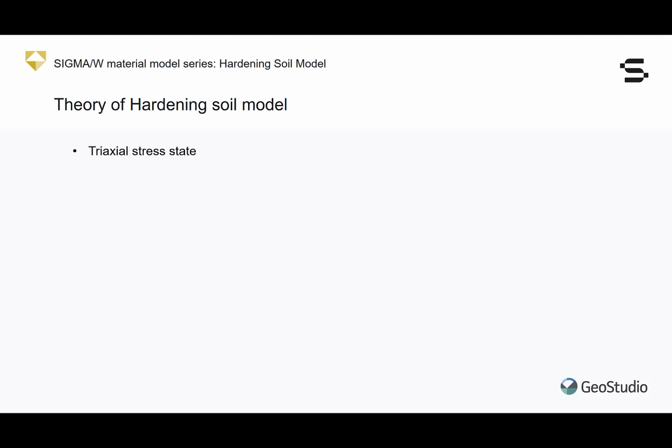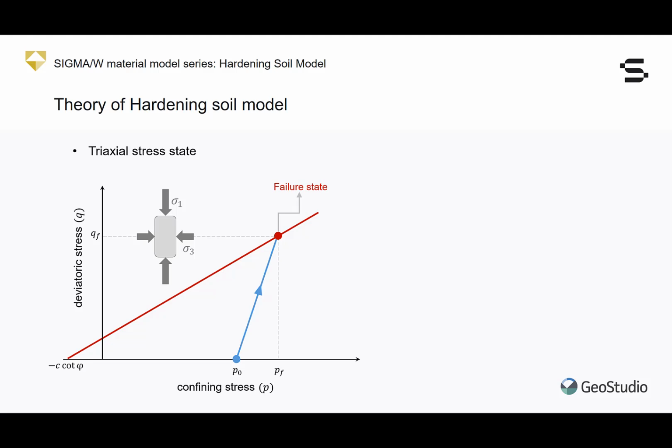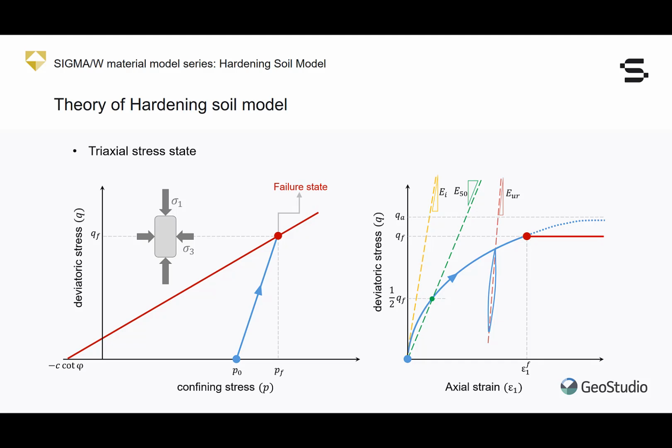In a triaxial stress state, the total stress path is a straight line that reaches the Mohr-Coulomb envelope at a specific failure point. The deviatoric stress axial strain response of the soil under this loading condition is estimated by a hyperbolic curve. As will be discussed shortly, the characteristics of this curve are determined by 3 stress-dependent stiffness quantities, including the initial tangent stiffness, E subscript I, the half-failure secant stiffness, E subscript 50, and an unloading-reloading stiffness, E subscript UR.